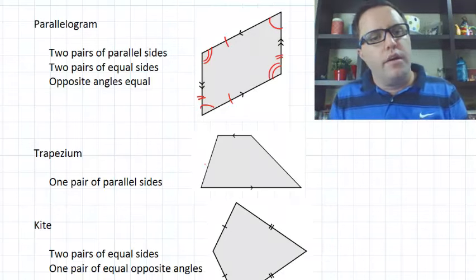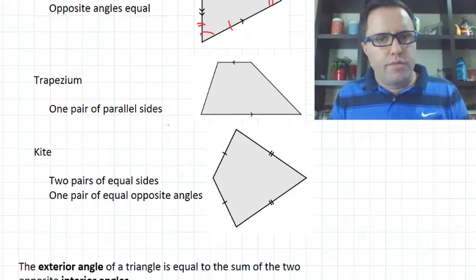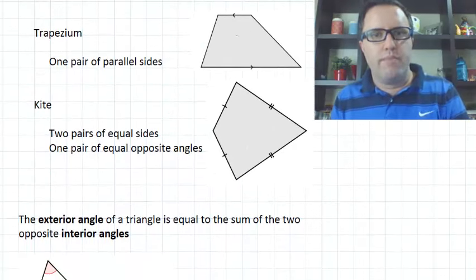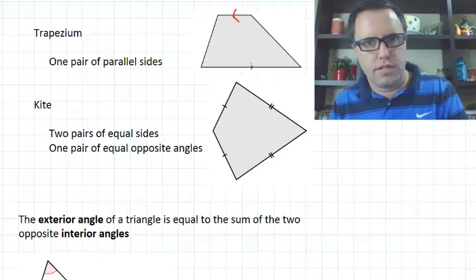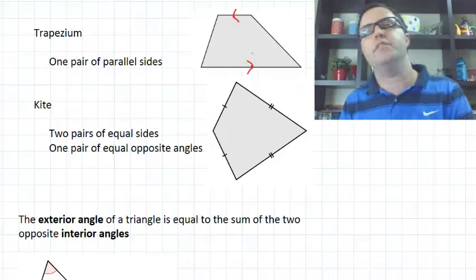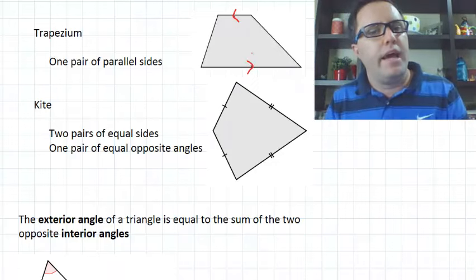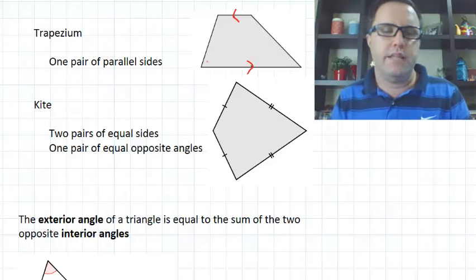All right, our trapezium, the only real special thing about that is that it just has one pair of parallel sides. So these sides here are parallel, this one and this one. Doesn't matter that they're pointing the other way, it's just one arrow. And then the sides there. Okay, so that's our trapezium.